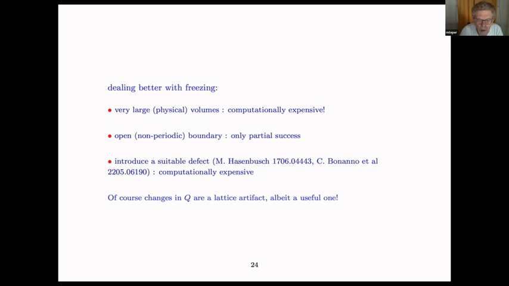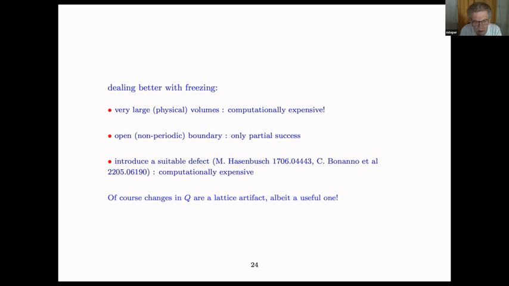So there are other ways. Of course, people have looked at better ways of dealing with freezing in order to actually change topological charge more frequently. One way is to use extremely large volumes and look at smaller subvolumes, which are several Fermi across, but still small compared to the total volume. That's obviously computationally expensive. We wouldn't want to use that at present on our large N calculations. I mean, that seems implausible. People have also used non-periodic boundary conditions, open at one end, so that instantons can drift in and out. I think it's fair to say that the success has been partial.